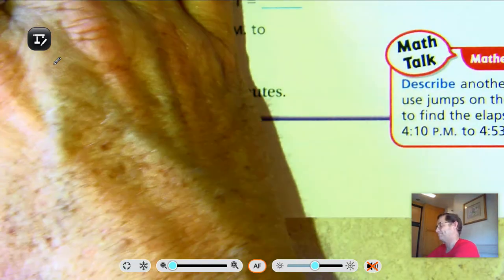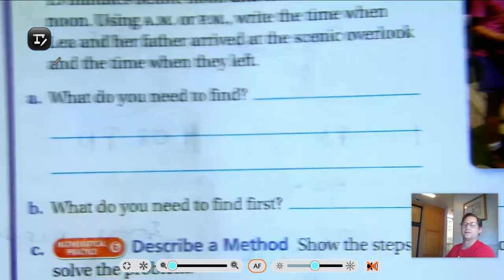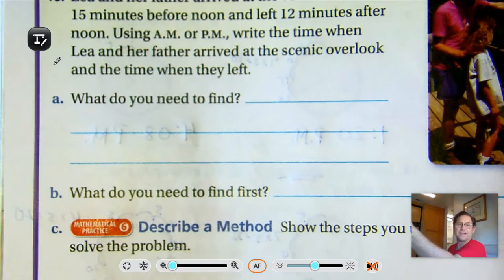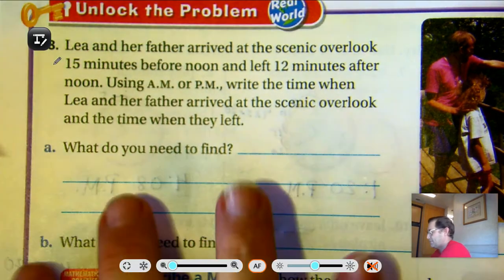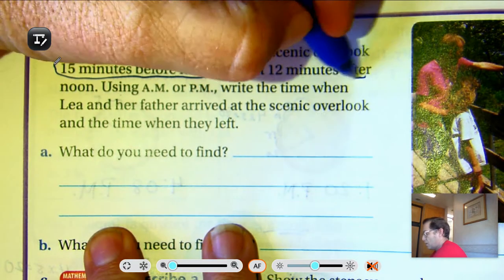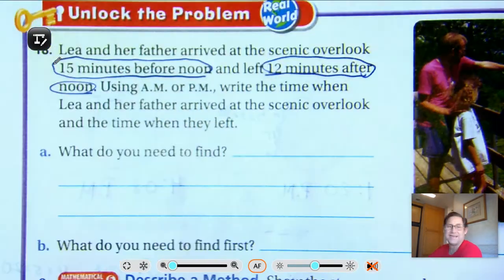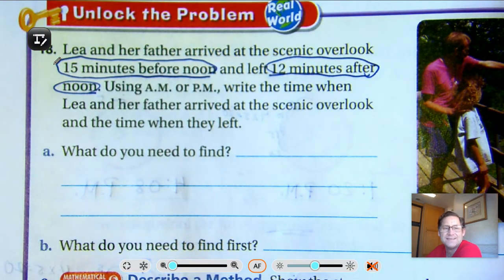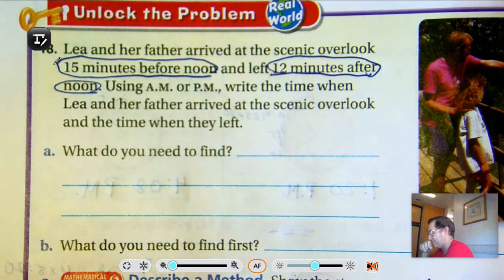All right, 4:14. Leah and her father arrived at the scenic overlook 15 minutes before noon and left 12 minutes after noon. Using AM or PM, write the time when Leah and her father arrived at the scenic overlook and the time they left.